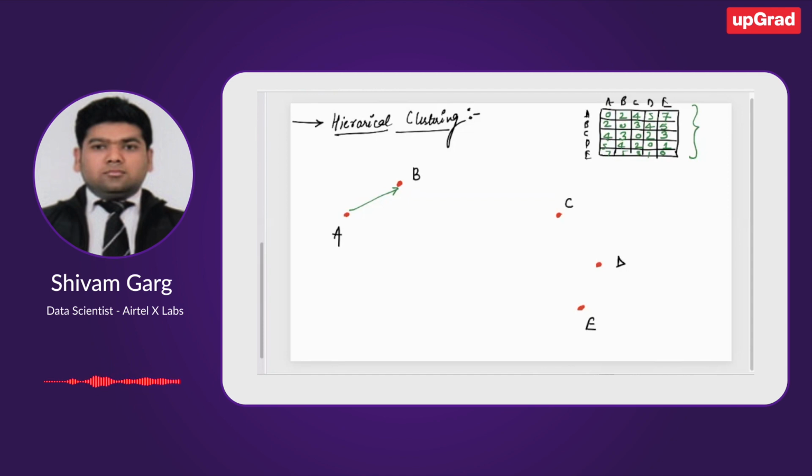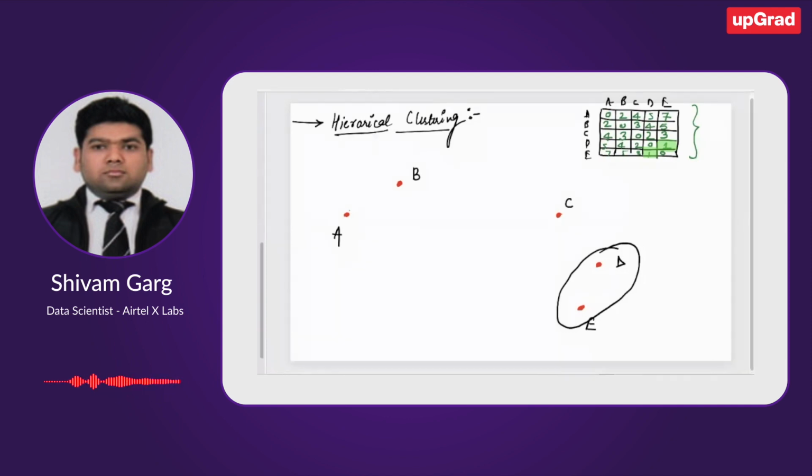Correct? Now tell me, which two data points are closest as per the distance matrix? Absolutely, D and E are the closest if you see here. So what we do, we will merge them.